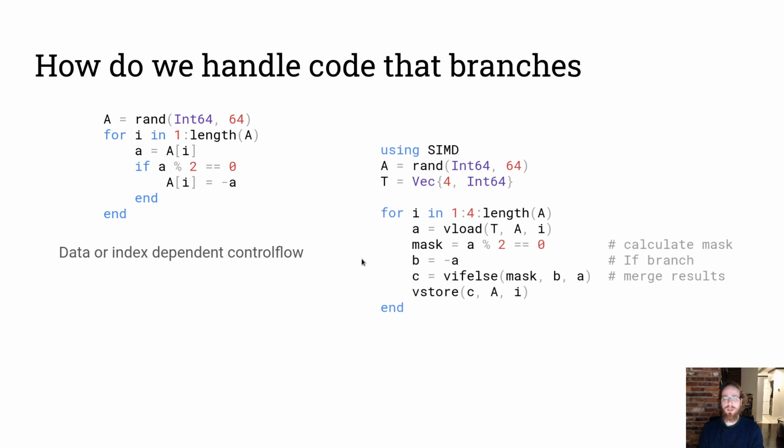In SIMD.jl, what I can use is masking. As an example, I load a vector from A. I then calculate my control flow condition as a mask. I then negate all of the elements of A. And then I select with the vector ifelse, based on my mask, the elements from B and A. So what this means is that instead of only executing the if statement in case A is even, I will always execute the body of the if statement, but then I will merge the results back with my output, depending on the mask, whether or not I should have taken it. So I'm doing more work. I'm doing the negation always, but I can benefit from vectorization.